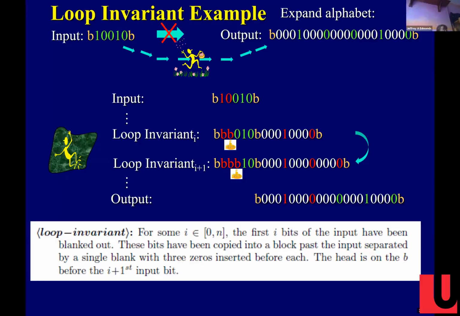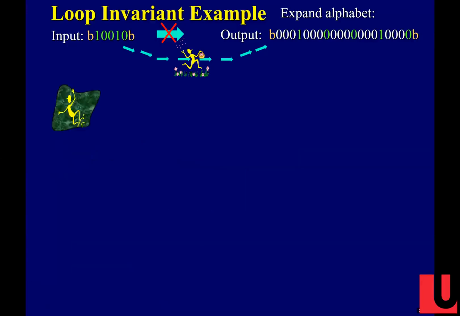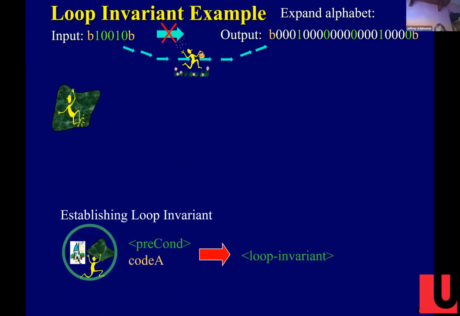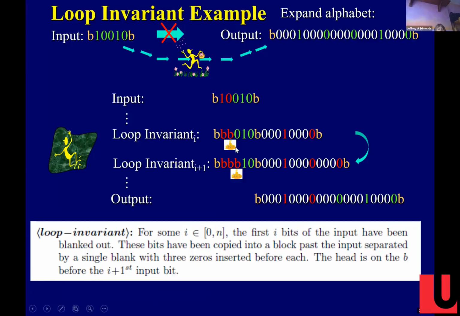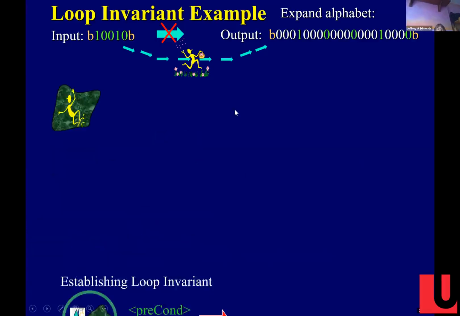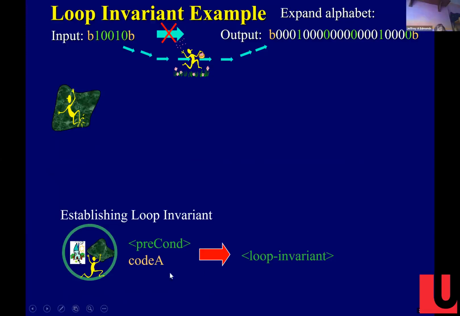Right? People, that's a rough thing, and we're going to do it again. Everybody kind of get that? So, first off, that was how to go from here to here. First, I'm going to talk about how to establish the loop invariant.